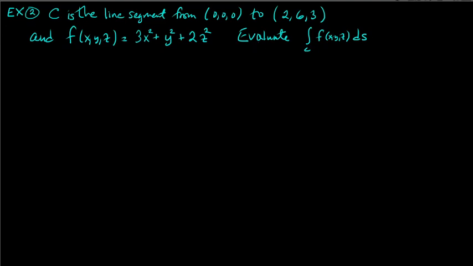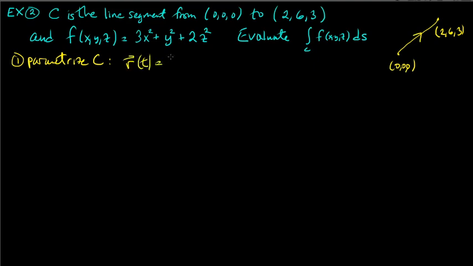Well, remember, the first step is we have to parameterize C, the curve. So you're just going from point A, 0, 0, 0, to point B, 2, 6, 3, along this straight line. If it's a straight line, remember the parameterization should be pretty simple. Since we're starting at 0, 0, 0, we don't have to subtract or add anything to the t. If we want x to go from 0 to 2, why don't we just multiply t by 2, so 2 times t. In other words, we're going from t equals 0 to t equals 1.